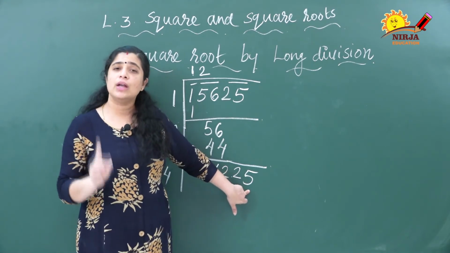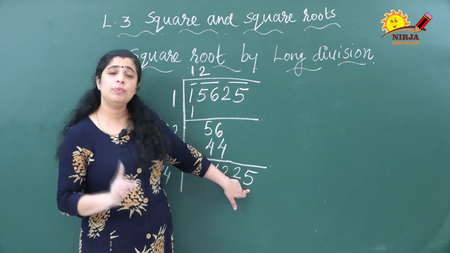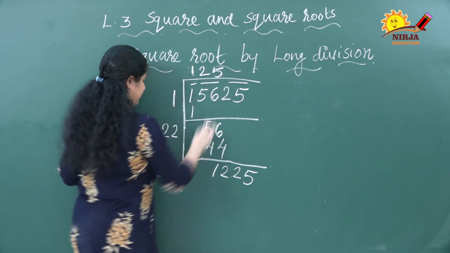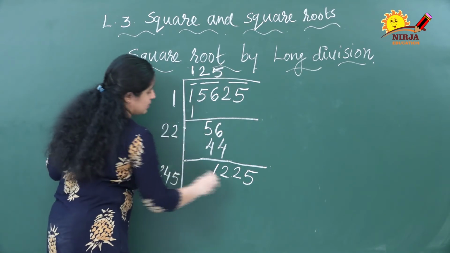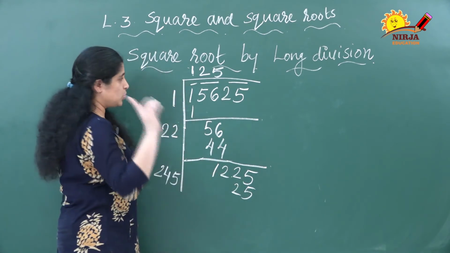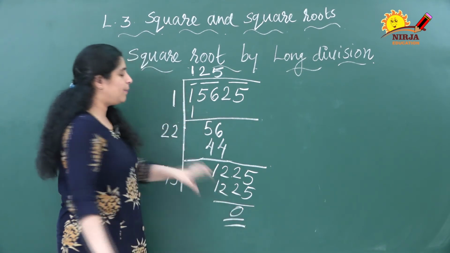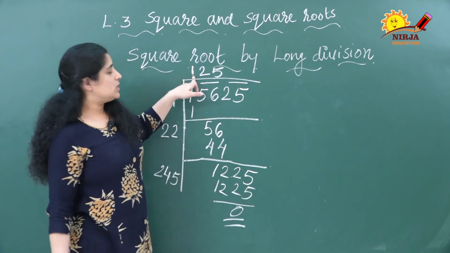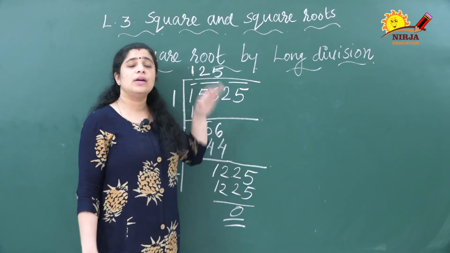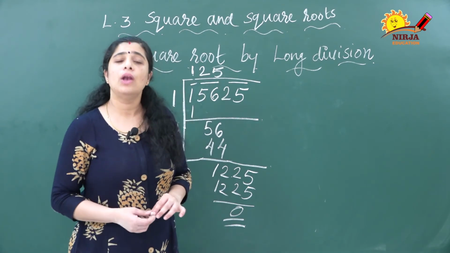When you square the number which is having 5 in the unit place, then only you are getting 5 in the unit place of the square of that number also. So I am going to keep 5 here. 5 5s are 25. 5 4s are 20, 20 plus 2, 22. 5 2s are 10, 10 plus 2, 12. So you are getting this number perfect one. 125 is the square root of 15,625. Like this way you have to find the square root of a number by long division method.